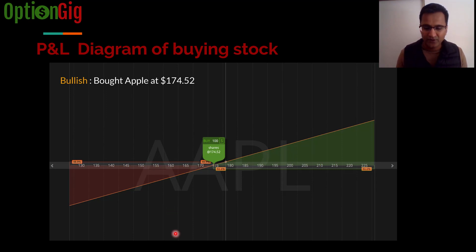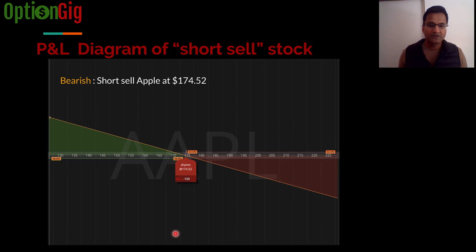Now let's look at what happens if you are bearish and if you short sell the stock. So this is what happens if you are bearish. You short sold the stock at $174.52. Since you were bearish, if the stock goes down, your portfolio starts to make profits. Green zone. But what happens if the stock doesn't go in the direction you wanted it to go and instead starts increasing? Your portfolio starts to make losses. Red zone. Okay, so these are the only two options. In this case, you have taken a firm stance on $174.52. Your profit and loss is determined by how the stock moves around this particular stock price.